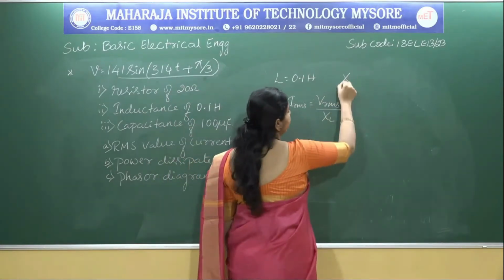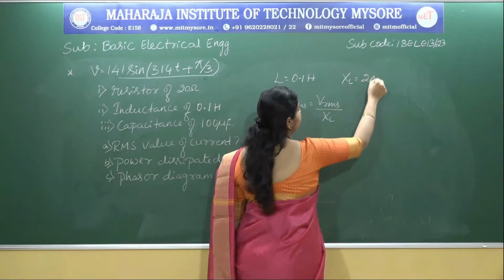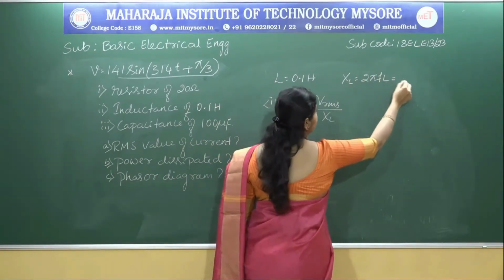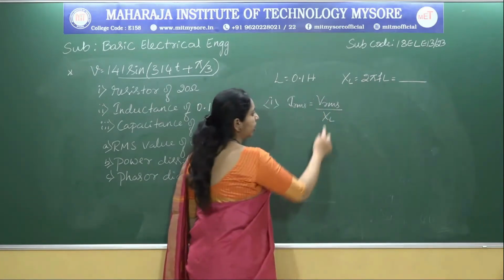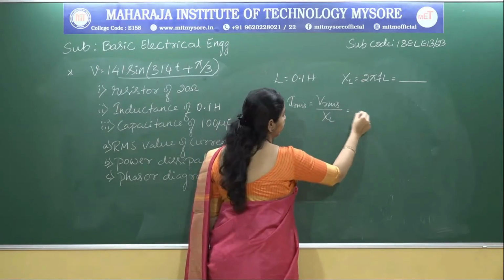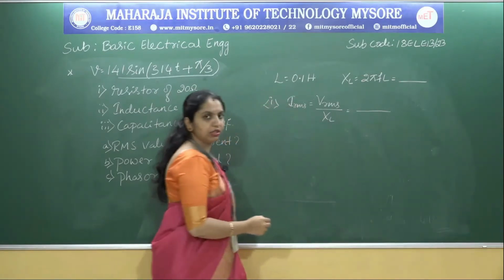How can we calculate XL? XL is equal to 2 pi f into L. Substitute the value of L to calculate XL, and later substitute it here to calculate the value of IRMS.